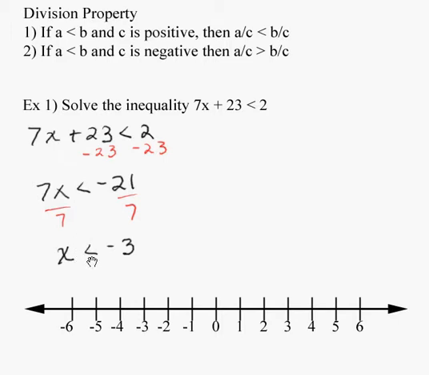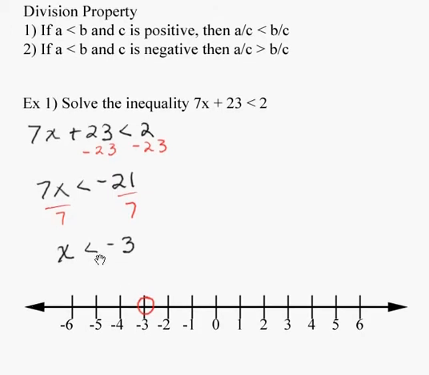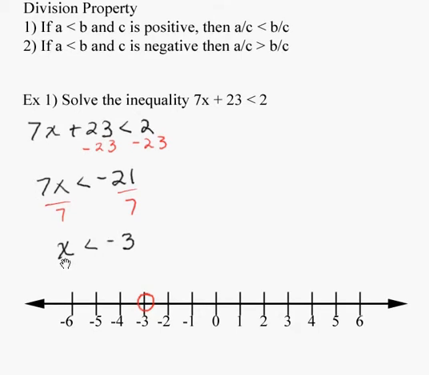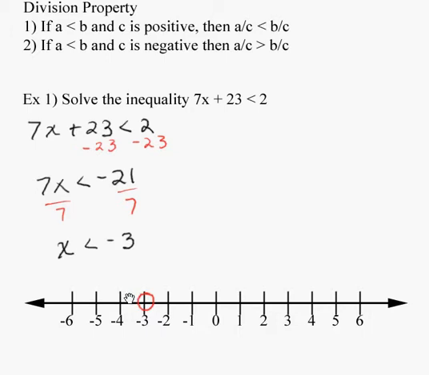When we have a less than sign without an equal sign, we don't want to include the actual point, negative 3 itself. So on our number line, we're going to put an open circle around negative 3 to signify everything up to negative 3, but not including negative 3. If there was an equal sign, less than or equal, we would shade in the negative 3 to include it, but it's not there.